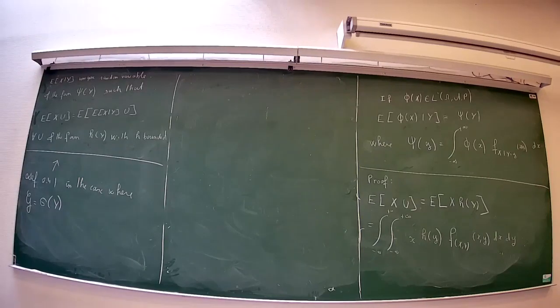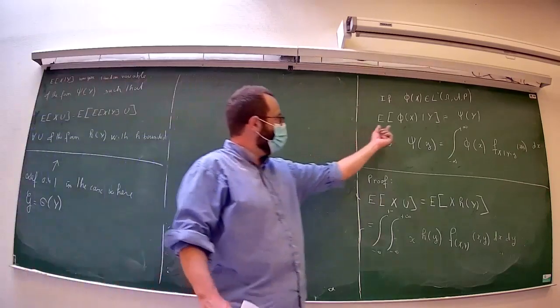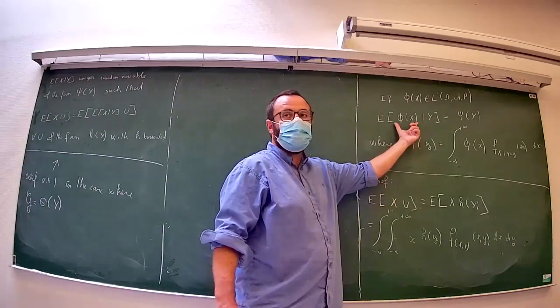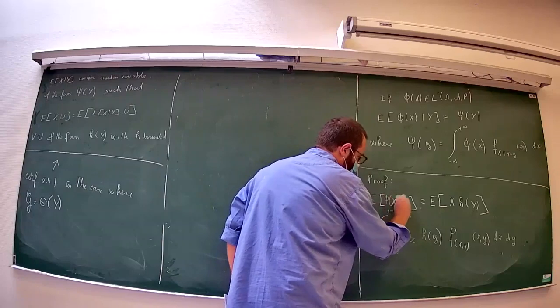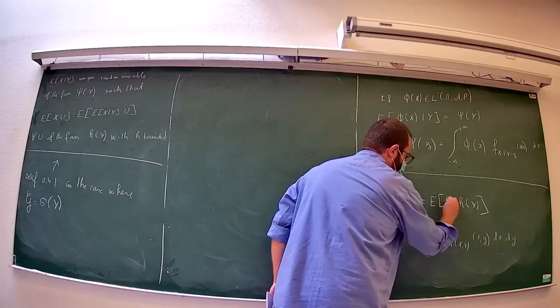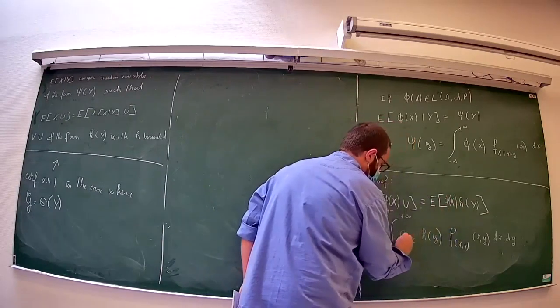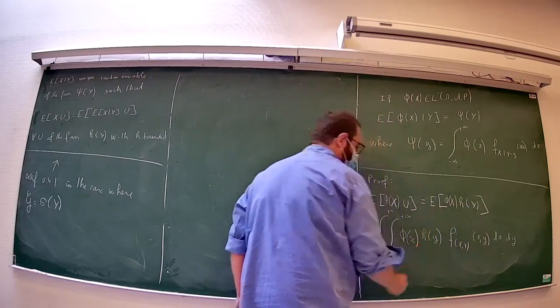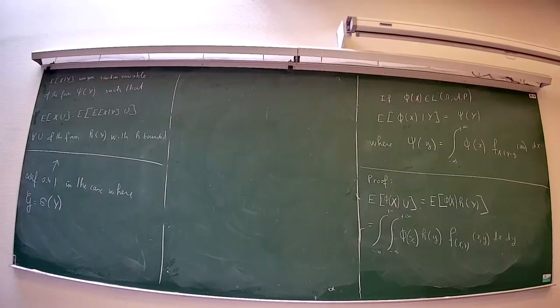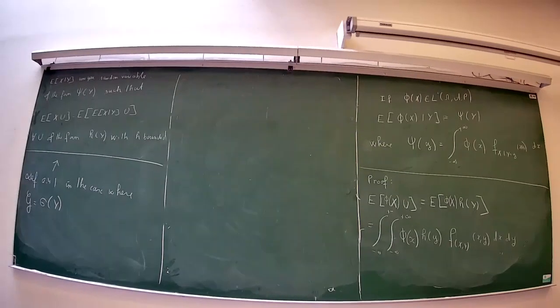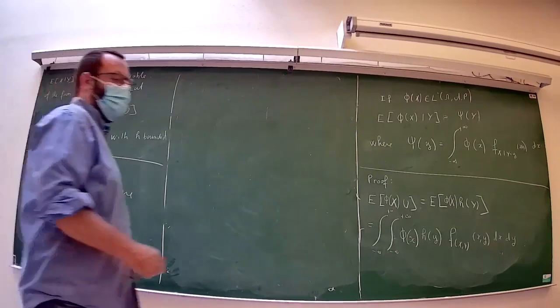I have written x here, but keep in mind what I want to do here: the conditional expectation of phi of x. So instead of having x here, I have phi of x. I have this one. So I have a double integral.